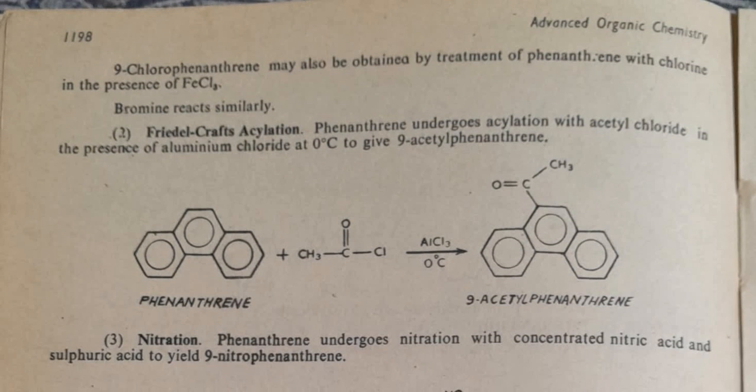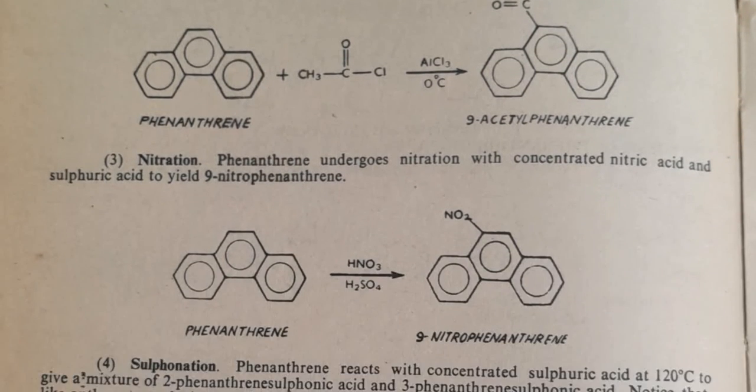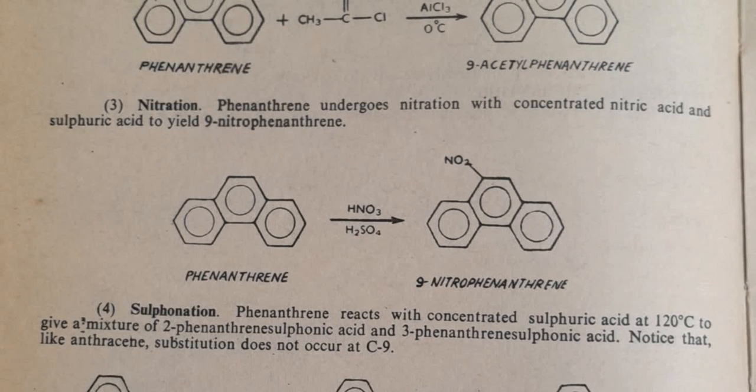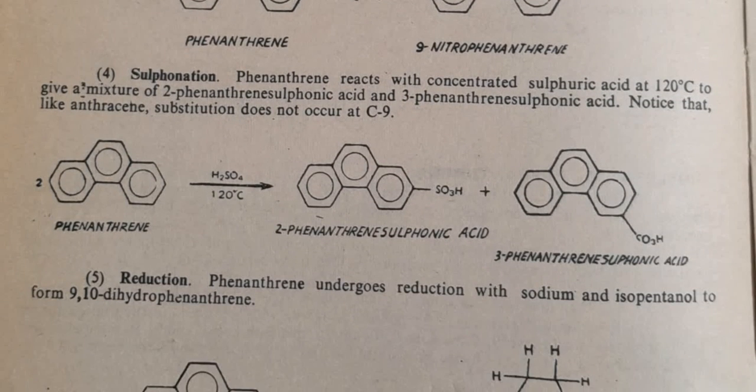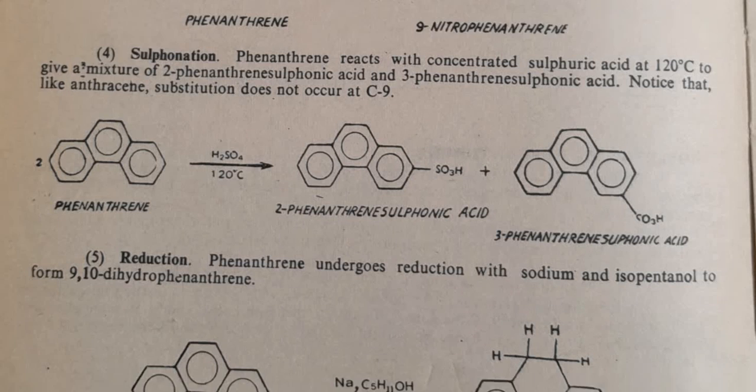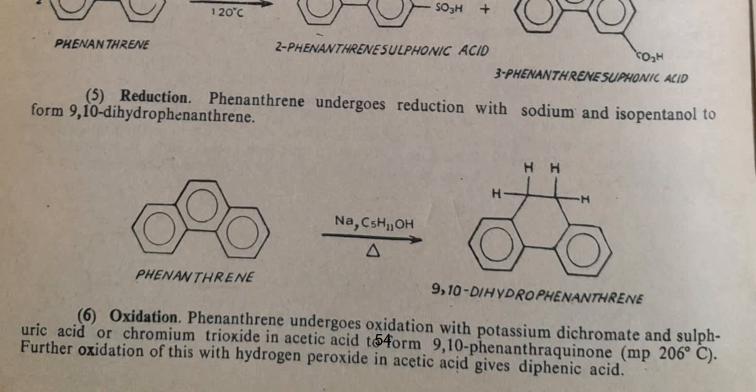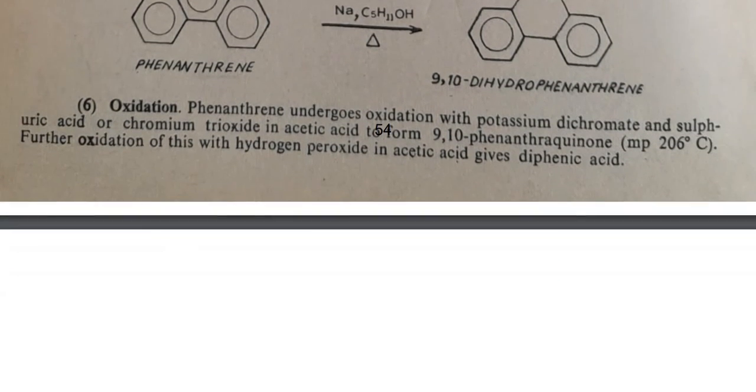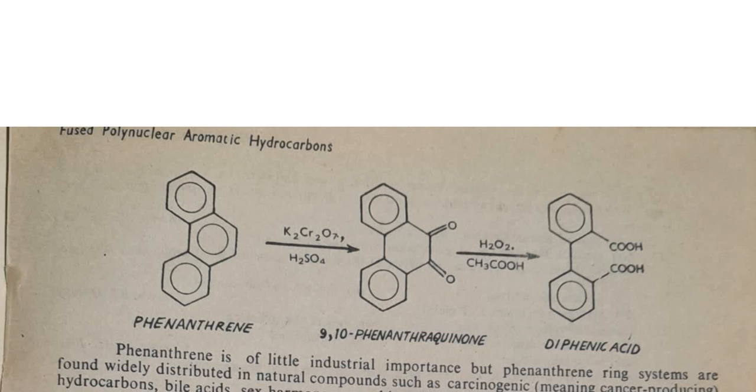Friedel-Crafts reaction gives 9-acetylphenanthrene. On nitration, it gives 9-nitrophenanthrene. On sulfonation, it gives 2-phenanthrene sulfonic acid and 3-phenanthrene sulfonic acid. On reduction with amyl alcohol, C5H11OH, you get 9,10-dihydrophenanthrene. On oxidation, you will get 9,10-phenanthraquinone, and on further reaction with peroxide, diphenic acid.